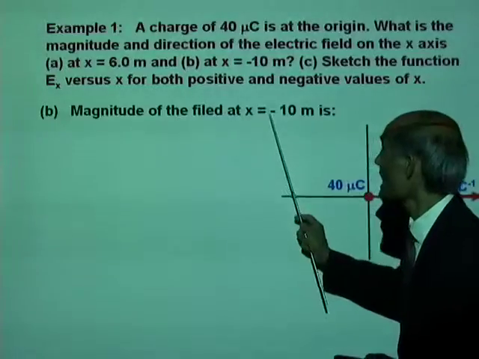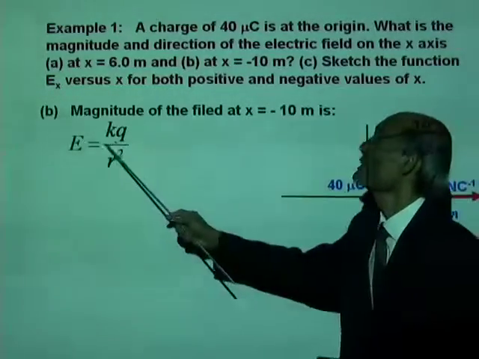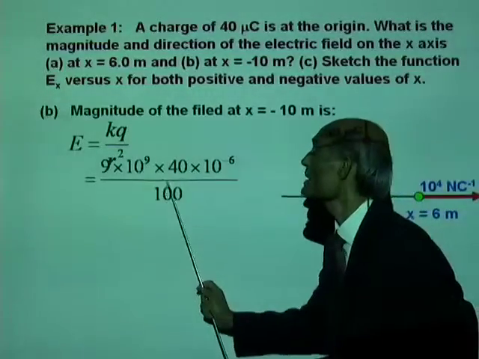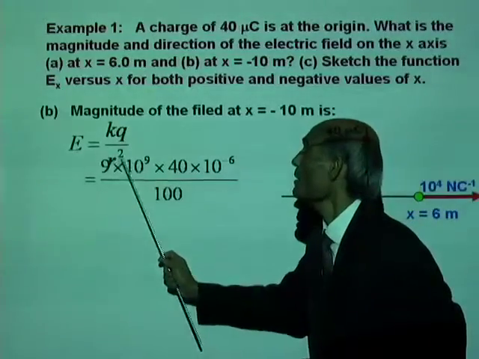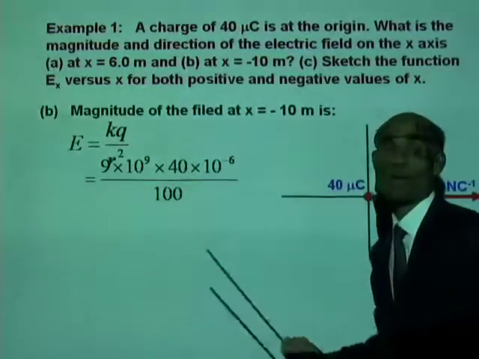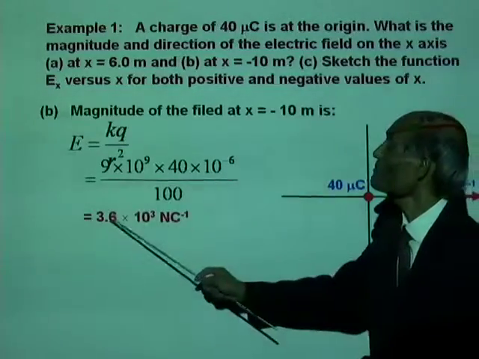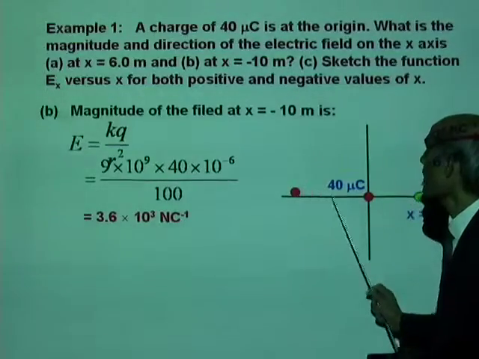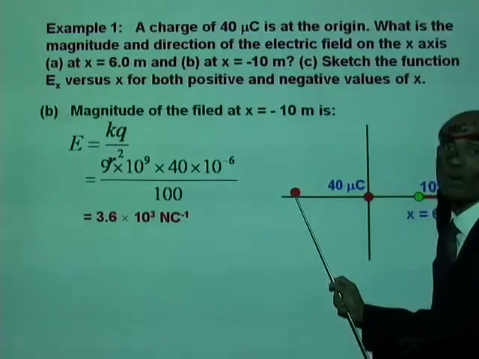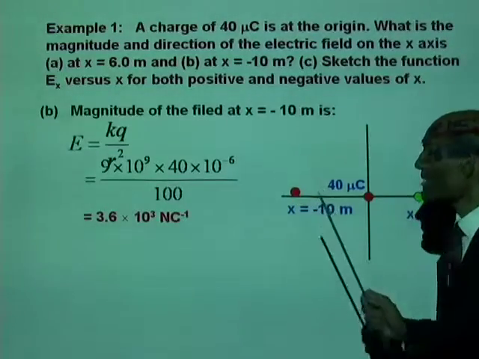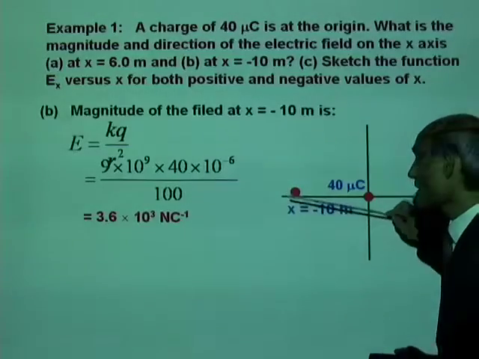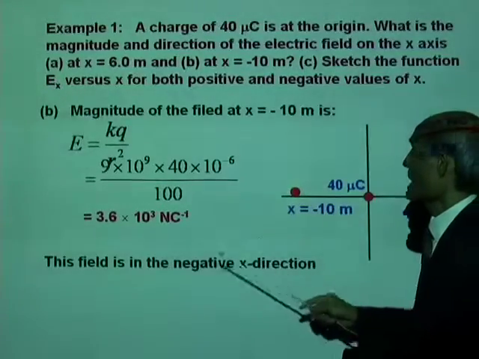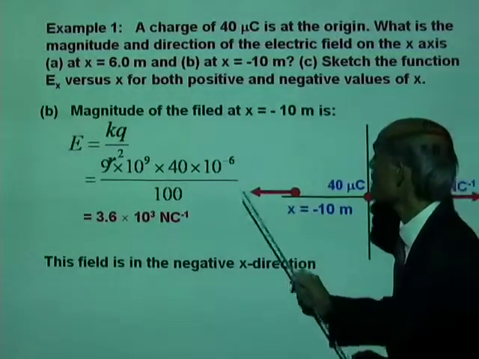The magnitude of the field at x equal to negative 10 will be again E equal to kq over r squared. The only difference there is now r is 10, r squared is 100, and that will be 3.6 times 10 to the 3 Newton per coulomb, and this is the point 10 meter to the left of the origin. And what will be the direction of the electric field there? The electric field at this point will be directed away from the origin. Now this field is in the negative x direction.